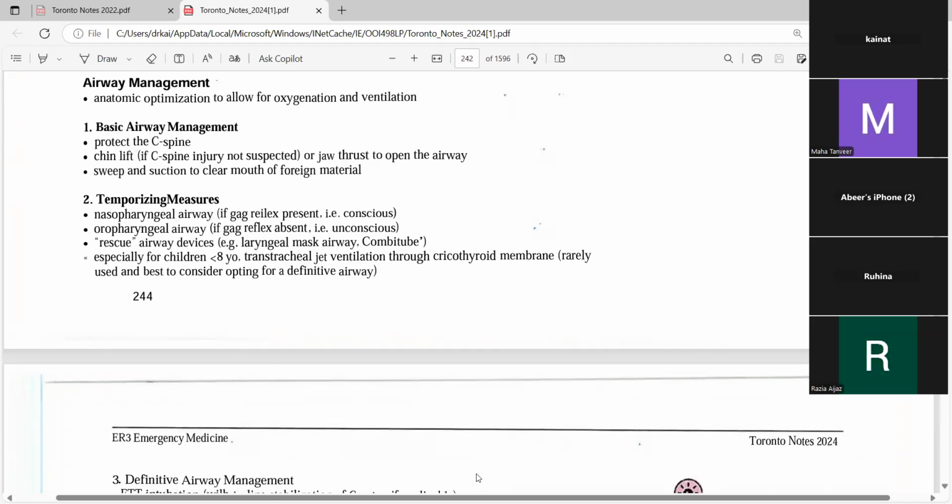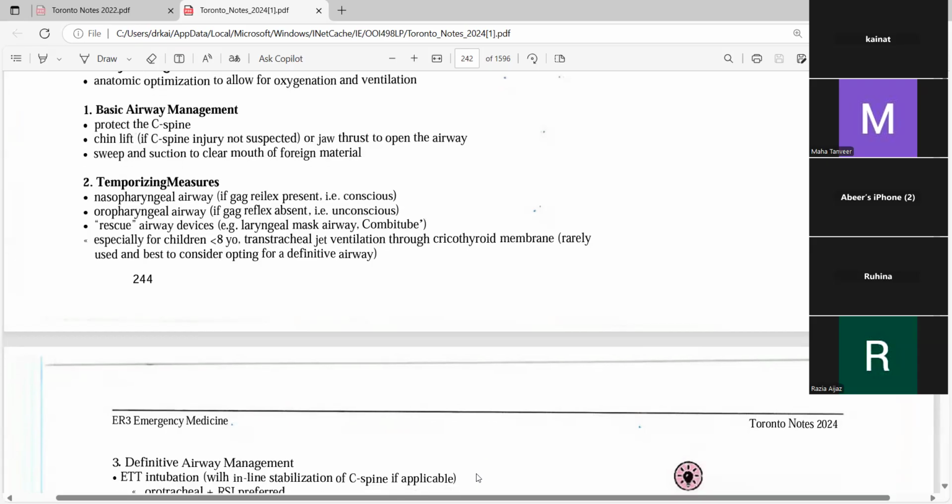Then temporizing measures, like nasopharyngeal or oropharyngeal airways, depending on the gag reflex. So this is a very common question. Even when we are doing practice, they ask how you are going to check whether this patient needs a nasopharyngeal or oropharyngeal airway. So depending on the gag reflex, if the gag reflex is present, this patient is conscious, so you can go for naso. If the gag reflex is absent, this patient is basically unconscious, so go for oro.